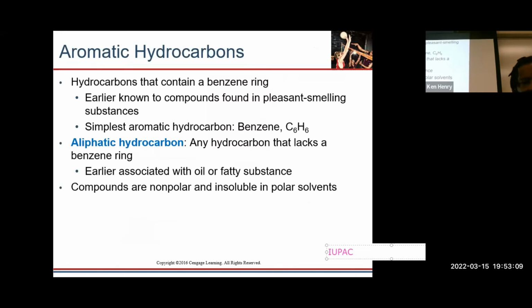So, aromatic hydrocarbons. What do you think aromatic means? Scent, it smells. So often what we represent with aromatic is pleasant smells, right? Aroma. Oh, I love the aroma. You never say that's a bad aroma, right? It's always something positive, right?